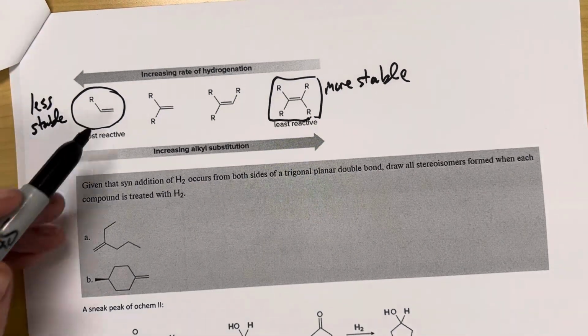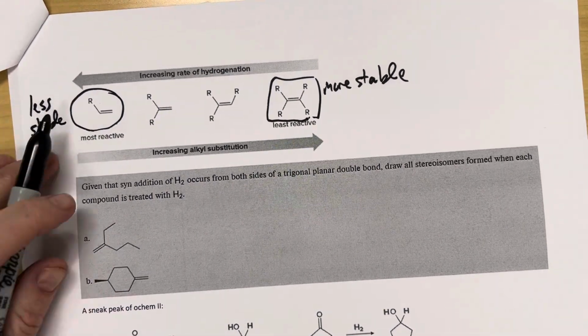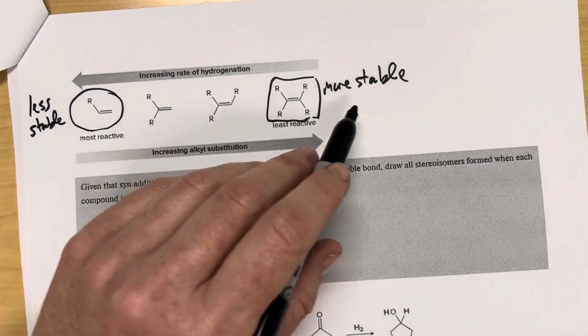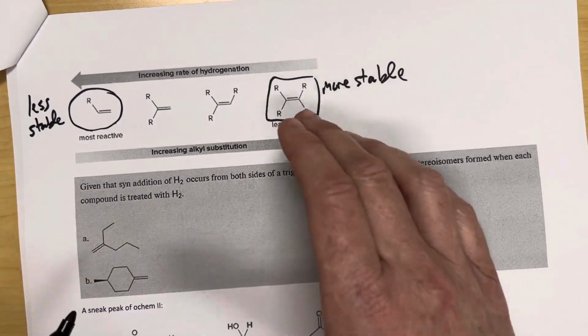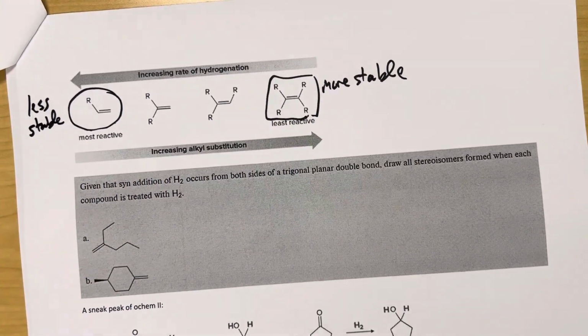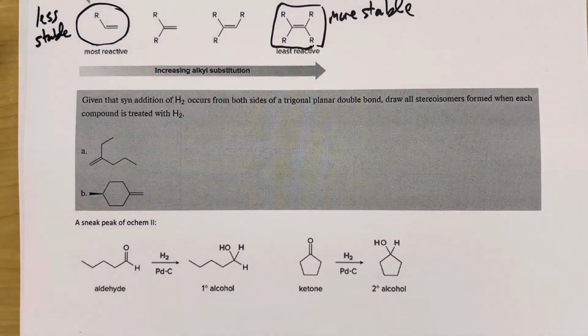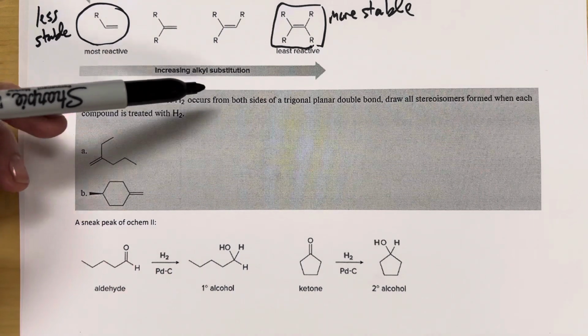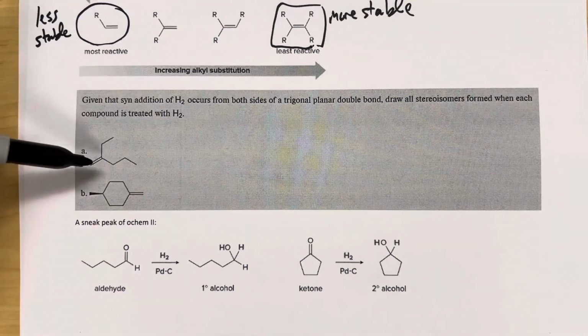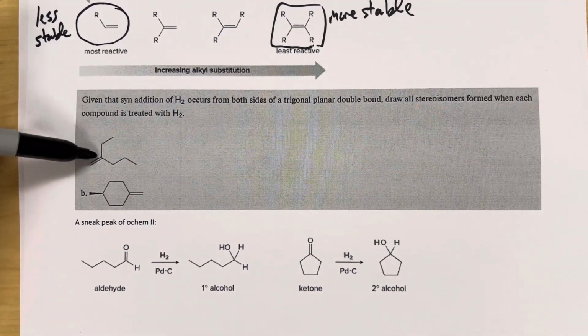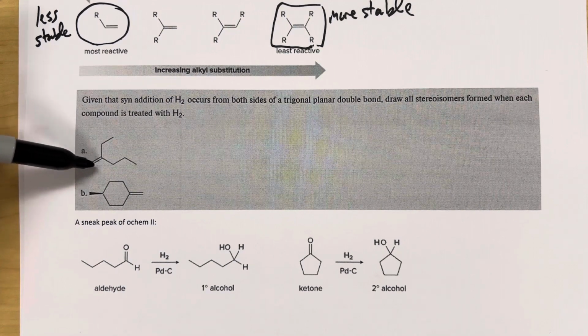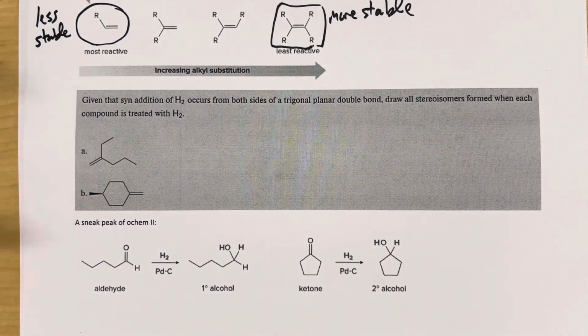The less stable thing is obviously going to be more reactive because it's not happy where it is. Over here, we're more stable, we're totally happy, so we don't need to react as quickly. Given that syn addition occurs from both sides of a trigonal planar, these would be trigonal planar. We have 1, 2, 3 things. These are sp2 hybridized, therefore they're trigonal planar.